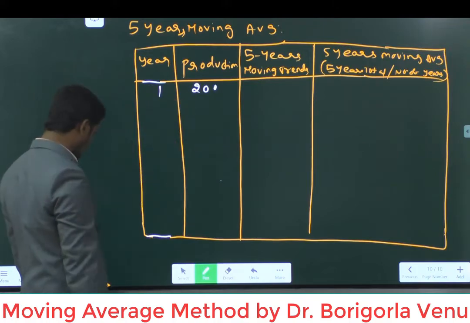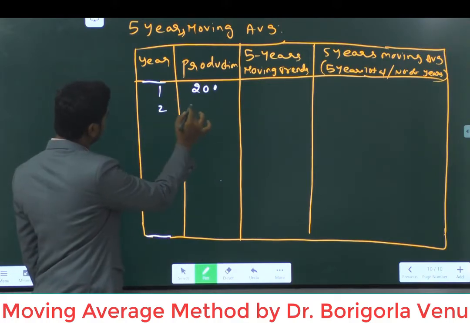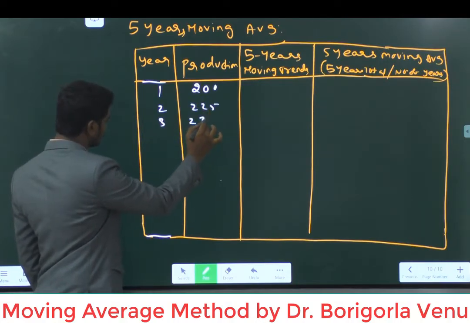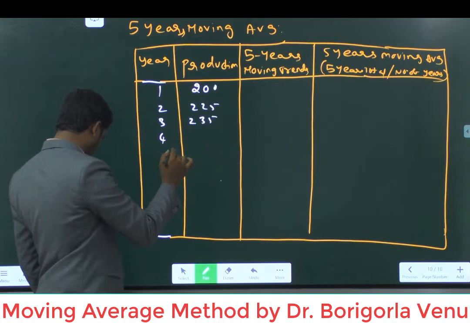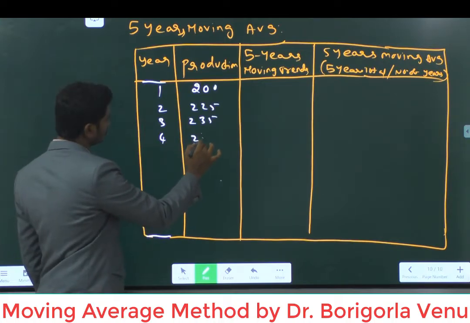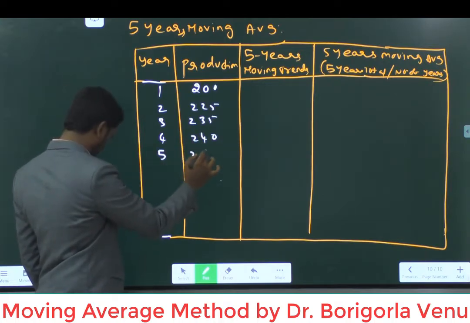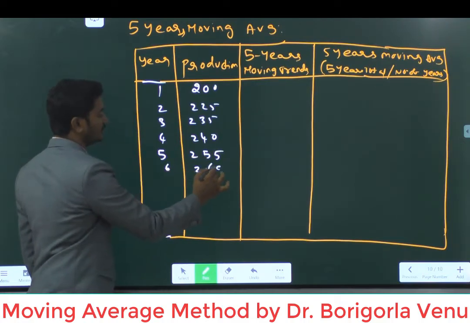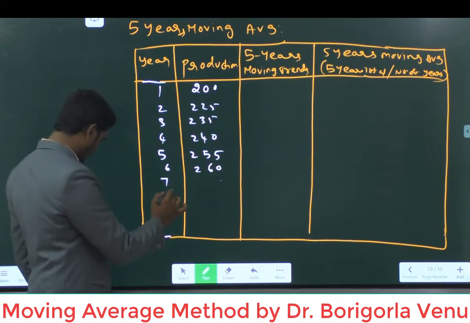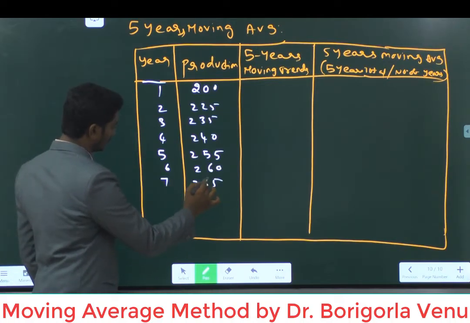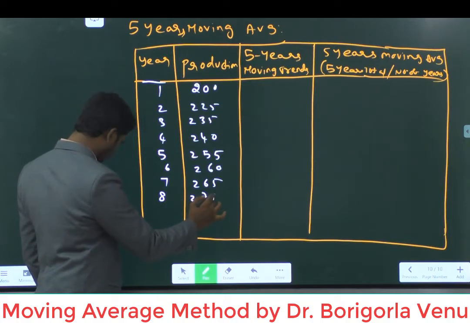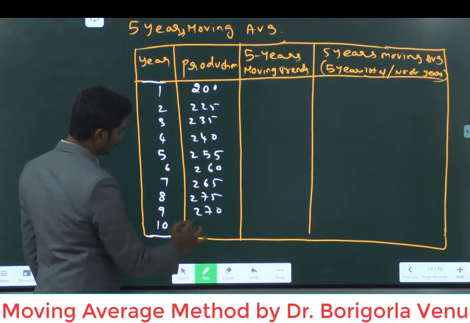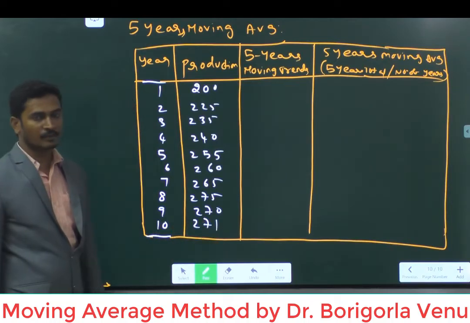The first year is 200 and the second year is 225 and the third year is 235 and the fourth year is 240. Fifth year is 255. Sixth year is 260. And the seventh year is 265. Eighth year is 275. Ninth year is 270. 10th year is 271. This is the production they have given.